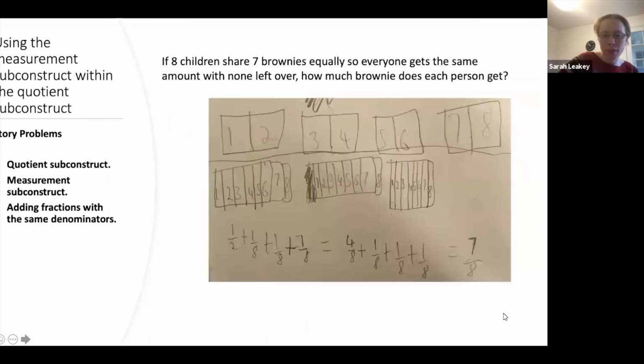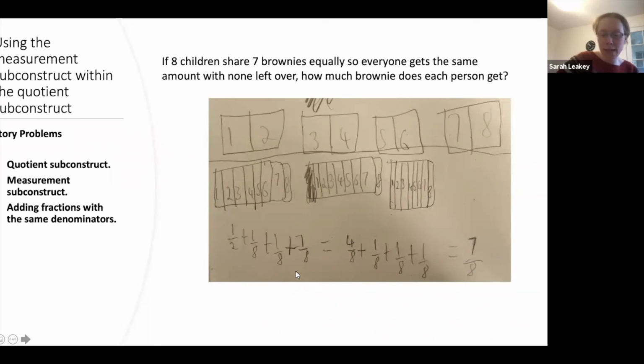multiplication as well. This is the same class, same problem, but a pupil solved it a different way. So no strategy has been imposed upon them, and the thinking is all the richer for it. And you can discuss these different ways and what understanding it draws out. So this pupil is saying that each person gets 1/2, 1/8, plus 1/8, plus 1/8. And you can see here, they've then said that's the same as 4/8 plus 1/8 plus 1/8 plus 1/8, which is the same as 7/8.